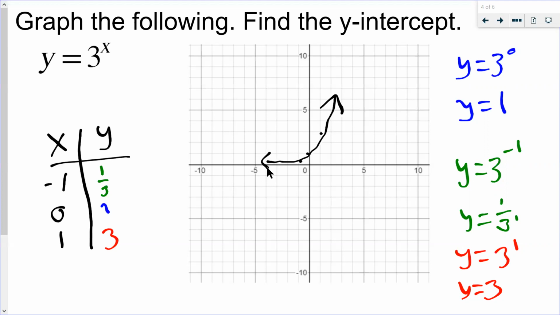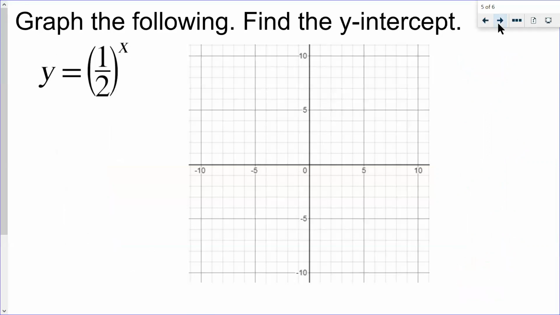And then it says find the y-intercept. Well, what do we think the y-intercept is? What is the y-intercept? It's where the line goes through the y-axis. Well, where does the line go through the y-axis? It goes through the y-axis at 1. So we would say our y-intercept equals 1. Or we could even be more fancy and say it's 0, 1. That's our y-intercept.